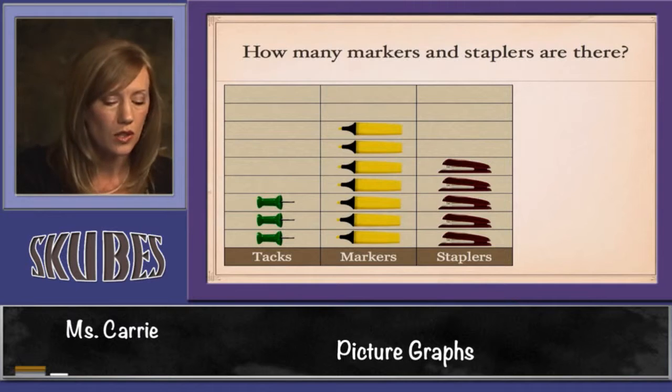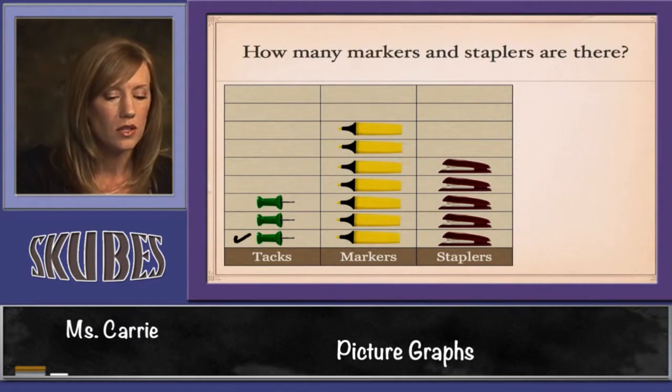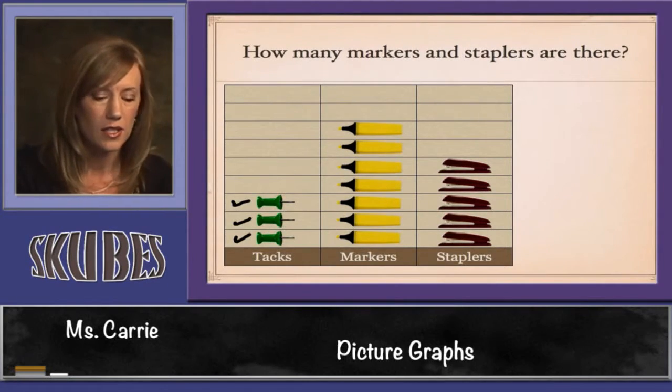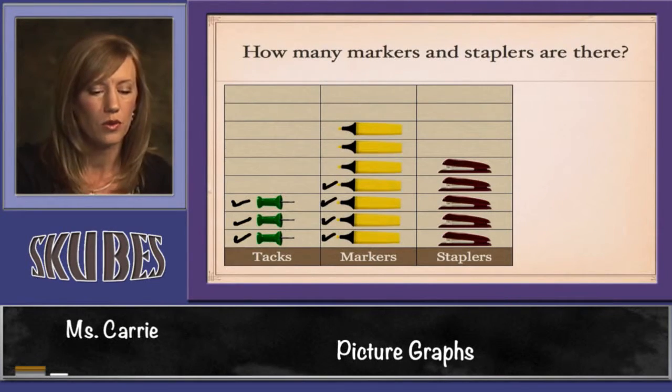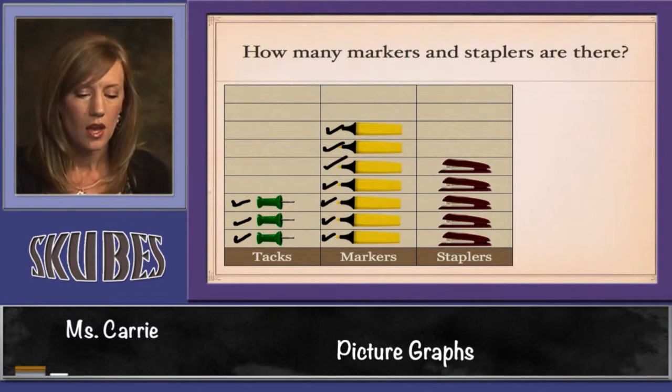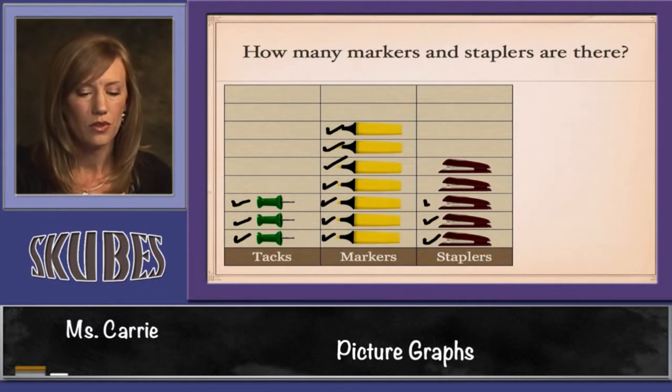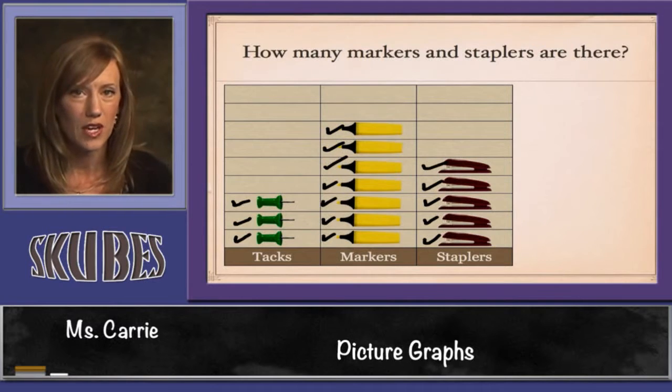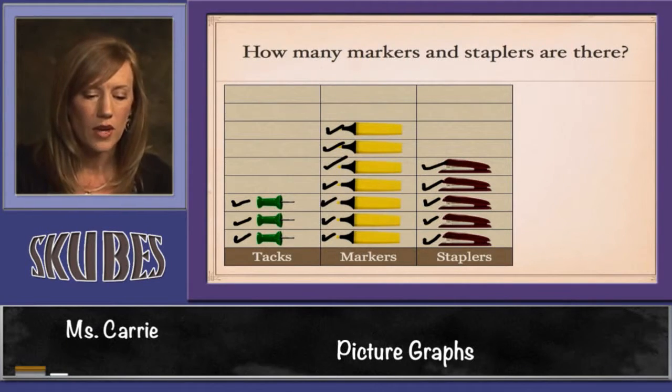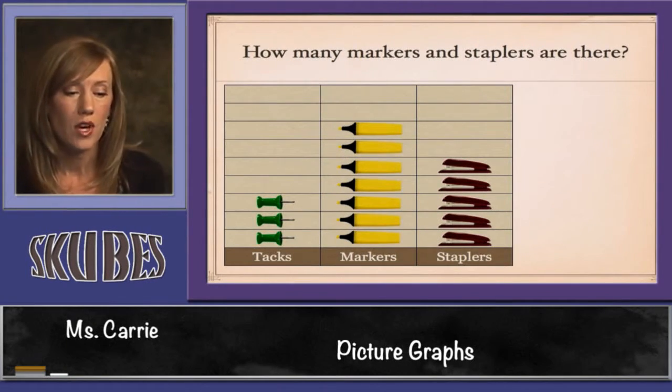As we can see on this graph, there were 1, 2, 3 tacks. There were 1, 2, 3, 4, 5, 6, 7 markers. And there are 1, 2, 3, 4, 5 staplers. We can also answer questions about our graph. This question at the top asks, how many markers and staplers are there?